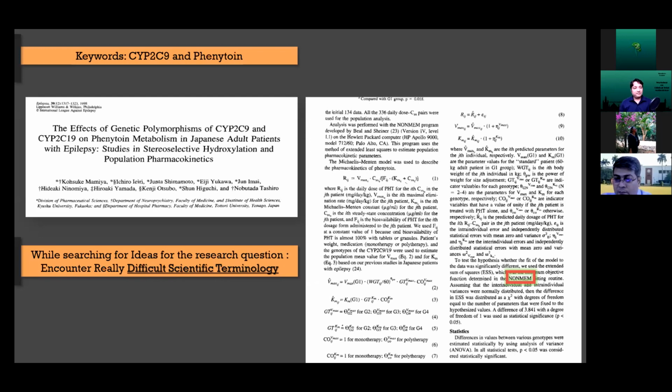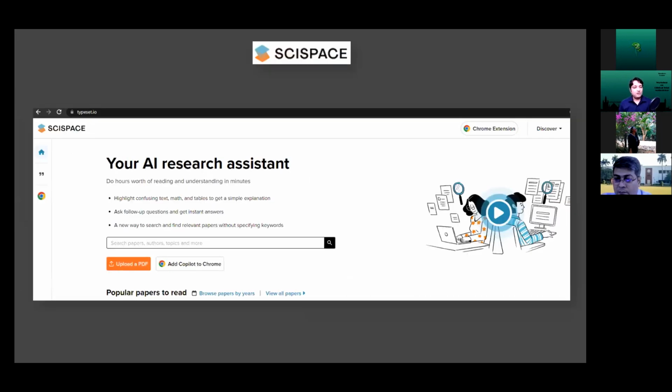What this tool called SciSpace can do is help you out with this kind of difficult terminology while starting your research, while starting to frame the important keywords, while starting to gather an area of research. It will help you out in this kind of research activity. So this is a tool called SciSpace. It is present at this website, that is typeset.io. And it has an add-on called Copilot.